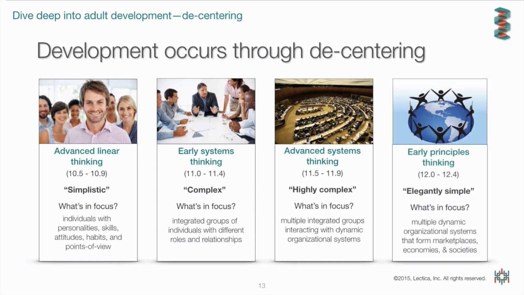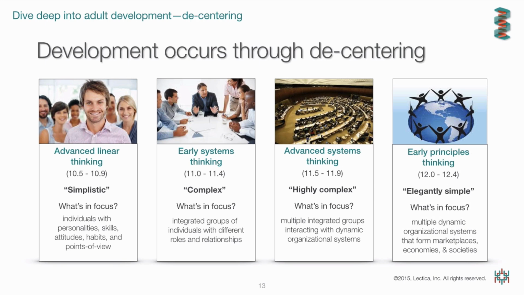Finally, in early principles thinking between 12.0 and 12.4 on the lectical scale, the view widens again by distilling a few broad principles that can be used to guide our thinking about things like multiple dynamic organizational and social systems that form marketplaces, economies, and societies. So in each zone of adult development, we decenter by expanding our field of awareness, which gives us an opportunity to perceive, understand, predict, and influence more of the internal and external world.